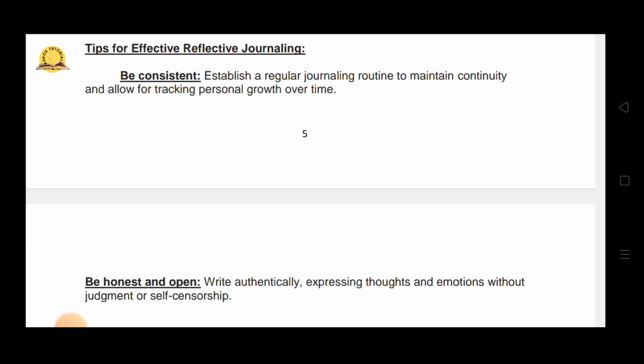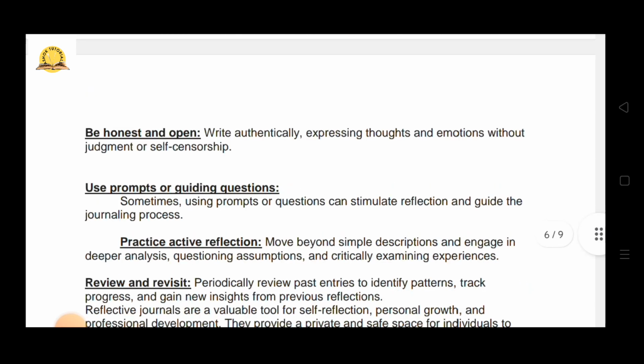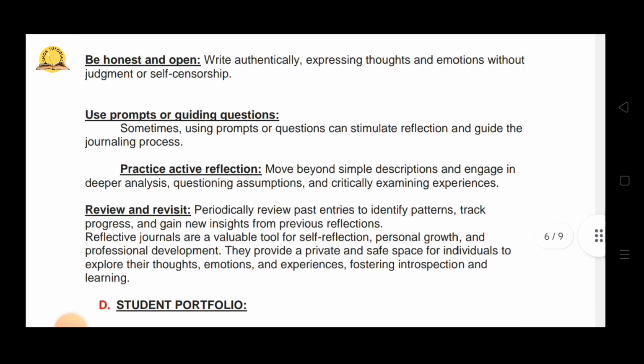So this is what we as individuals can do when we are consistent with whatever we are doing for our life. So establish a regular journaling routine to maintain continuity and allow for tracking personal growth over time. So we have to establish a routine, right? How are we going to track our different domains of growth over time? Now, be honest and open. Write authentically, expressing thoughts and emotions without judgment or self-censorship.